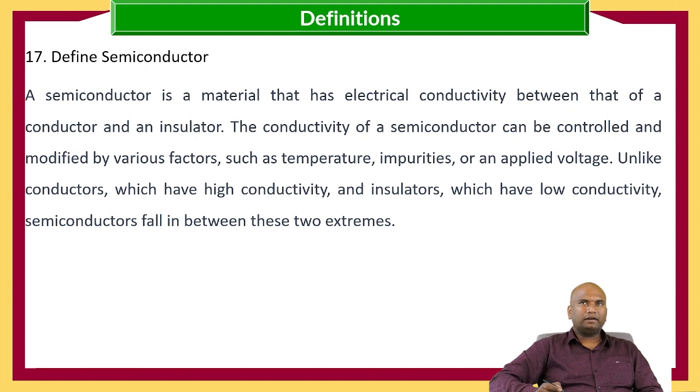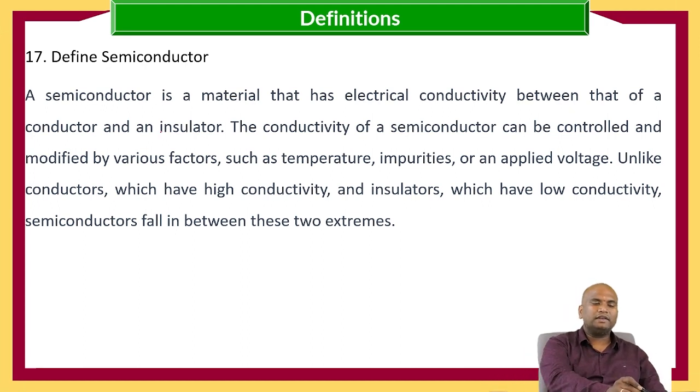Define semiconductor. A semiconductor is a material that has electrical conductivity between that of a conductor and an insulator. The conductivity of the semiconductor can be controlled and modified by various factors such as temperature, impurities, or an applied voltage, unlike conductors which have high conductivity and insulators.